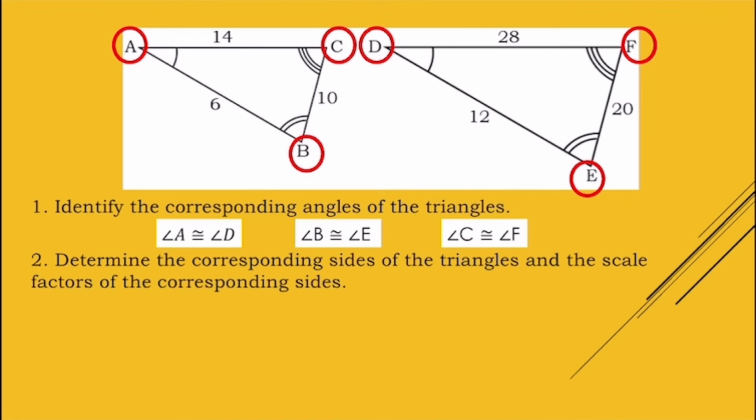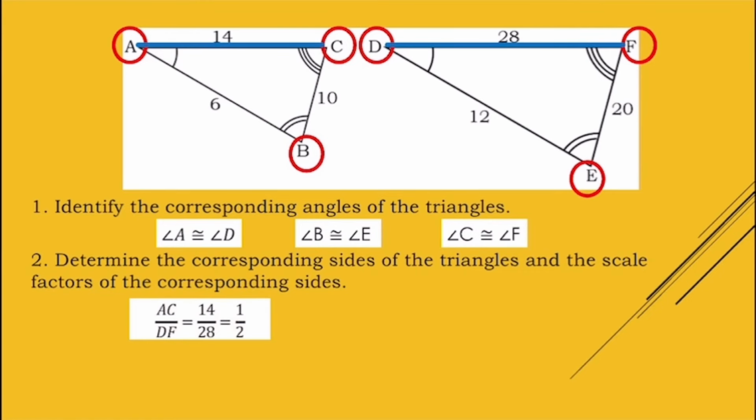The answer for the corresponding sides are line segment AC and line segment DF. To get the scale factors, we substitute the value. We have 14 over 28, and the lowest term is 1/2. Next corresponding sides is AB over DE. So if we substitute the value, we have 6 over 12. And the lowest term is also 1/2.